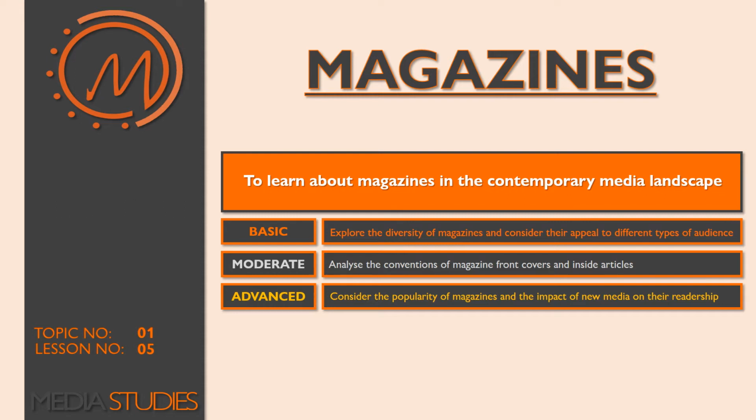Magazines used to be a lot more popular and a lot more widely available than they are today, so we need to look a little bit about why that might be. So we're going to explore the diversity of magazines, the different appeal of different types of magazines to different audiences, the conventions of magazines, and also consider the popularity of magazines and how the impact of new media and digital technology might have affected magazine readership.